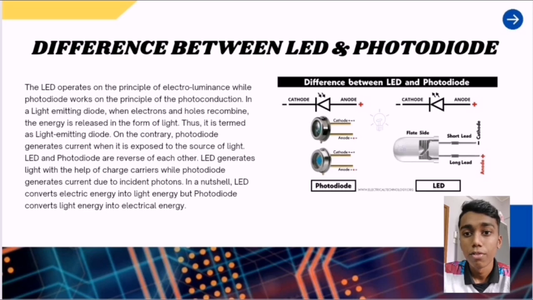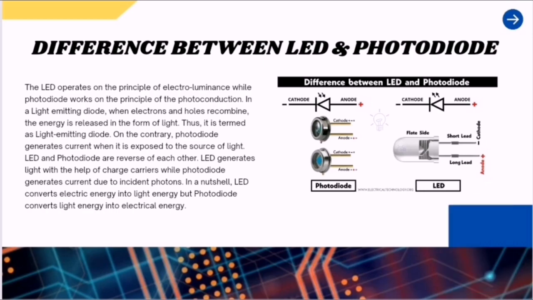On the contrary, a photodiode generates current when it is exposed to a source of light. LED and photodiode are the reverse of each other. An LED generates light with the help of charge carriers, while a photodiode generates current due to incident photons. In a nutshell, an LED converts electric energy into light energy, but a photodiode converts light energy into electric energy.